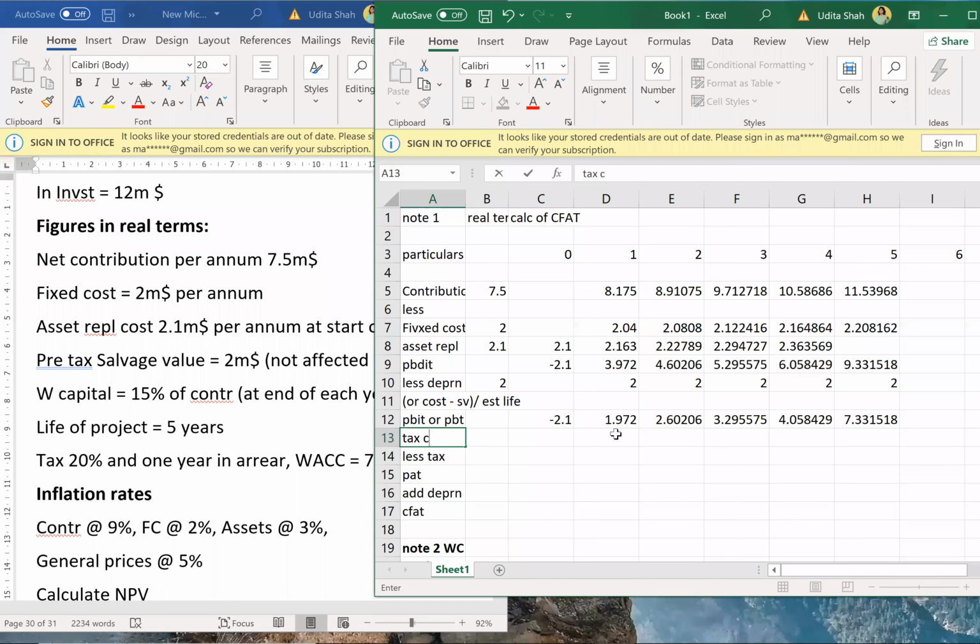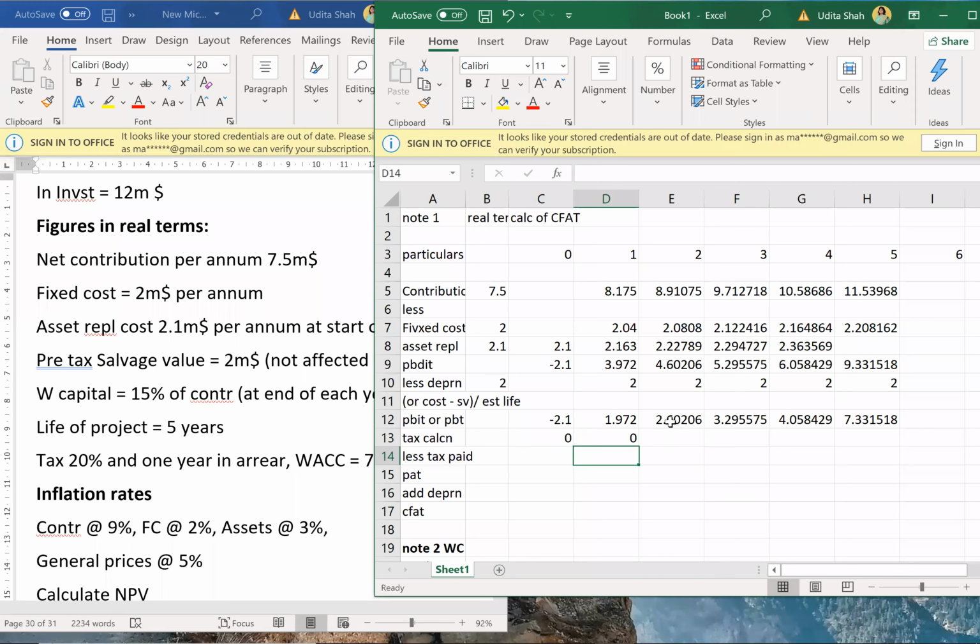So tax calculation first, just ignore that arrear part. First, just ignore the arrear part. Just calculate tax normally. So year 0 loss. So no income, no tax. This entire 1.972 goes for payment of this. So again, no income, no tax.